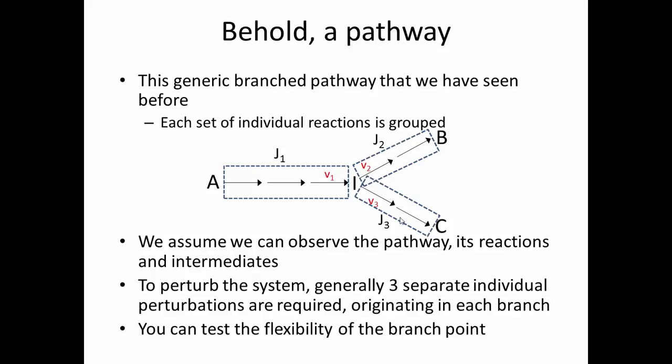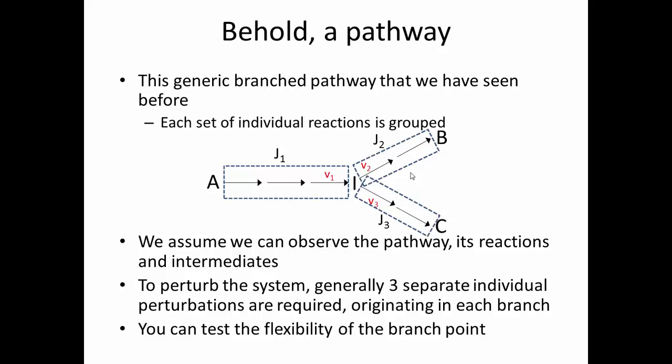Same with I to C. We're grouping these two and calling it all V3 because again they're supposed to be equal to each other. But we group the linear reactions that we can group, and that simplifies the process of metabolic flux analysis tremendously. So we can assume that we can observe the pathway, its reactions, and its intermediates.